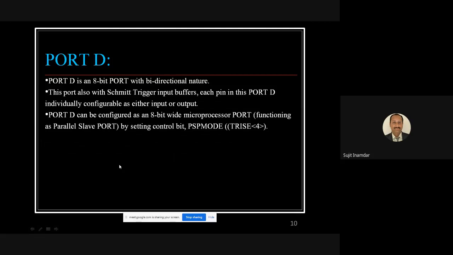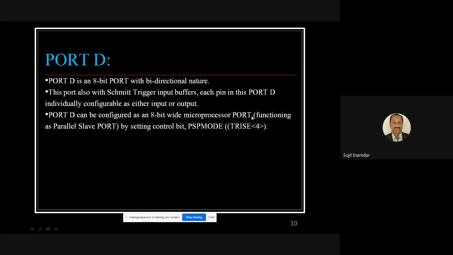Port D. Port D also has 8-bit size, and it also internally has the Schmitt trigger input buffers. Normally these buffers and Schmitt triggers are used for matching the impedance or for synchronization purposes. And each pin in this port is individually configurable. That is what I told, की कुठल्याही 4 पिन इनपुट म्हणून कुठल्याही आउटपुट म्हणून हे तुम्ही सेट करू शकता. That is what is written here.